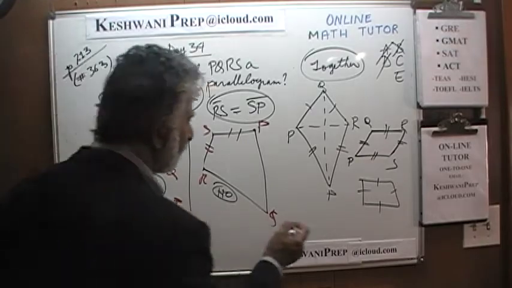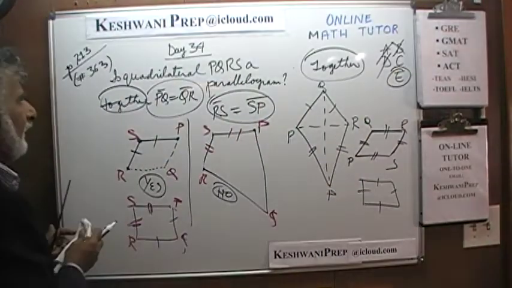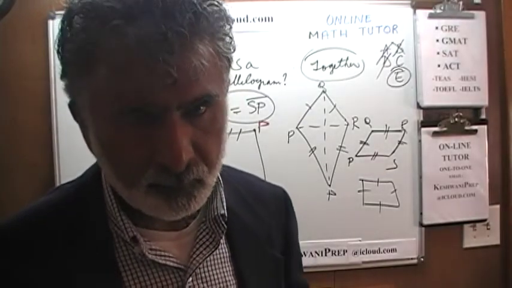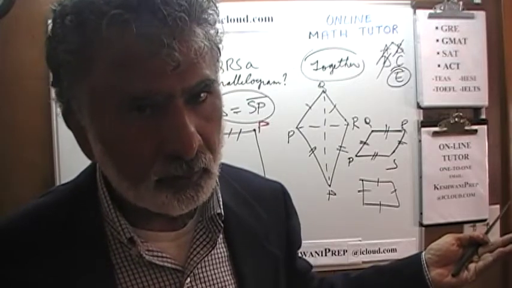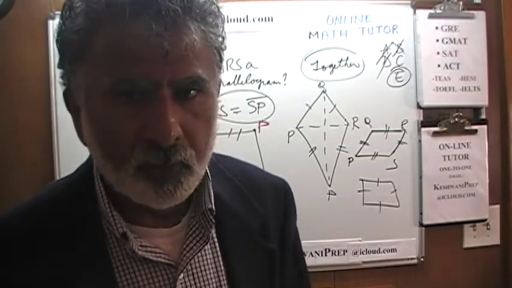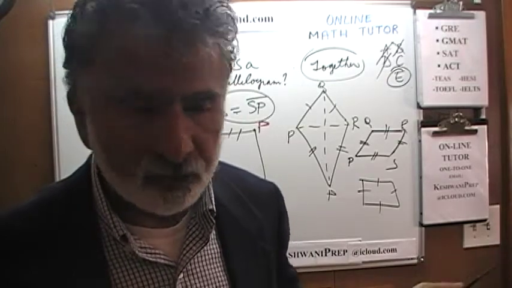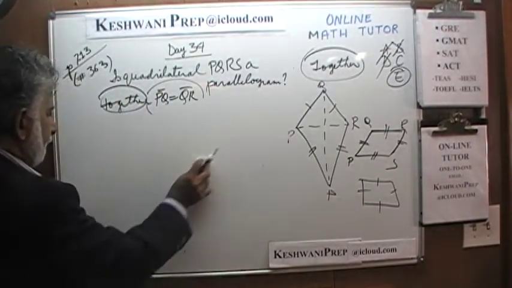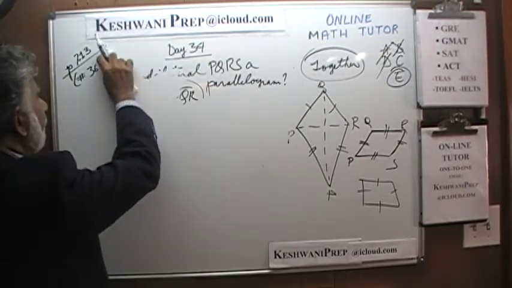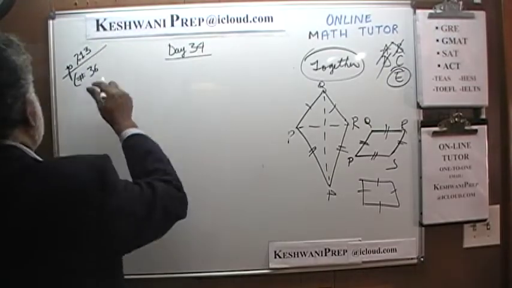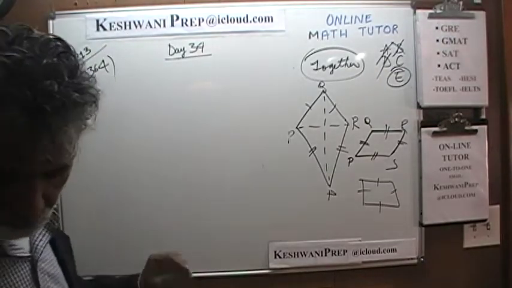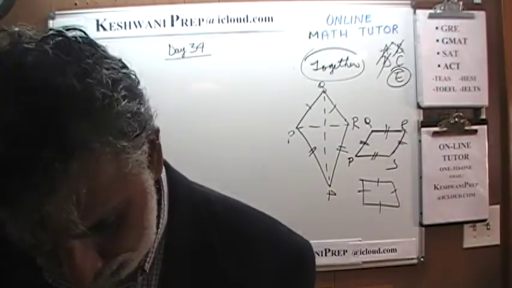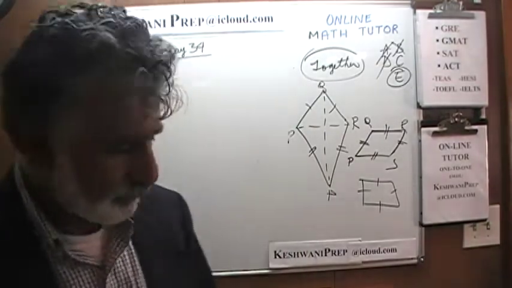That was it. So the answer to this question is E. After all that work, the answer is E. Is it a parallelogram? The answer would be not necessarily so. It could be, it could not be, or, if you want to put it succinctly, not necessarily so. Number 364. Or if you just want to answer in two words, is it a parallelogram? The answer is not necessarily. That's all, not necessarily.